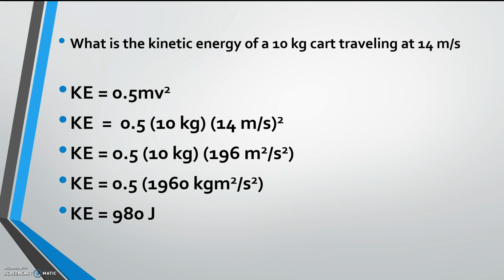So again, when we look at this problem, we recognize it as a kinetic energy problem. When we write our equation, we should actually have our variables written there as well. We'll plug in 10 kilograms for mass, 14 meters per second for velocity. Square the velocity, multiply it by the mass, multiply it by 0.5, and that gives us our answer.